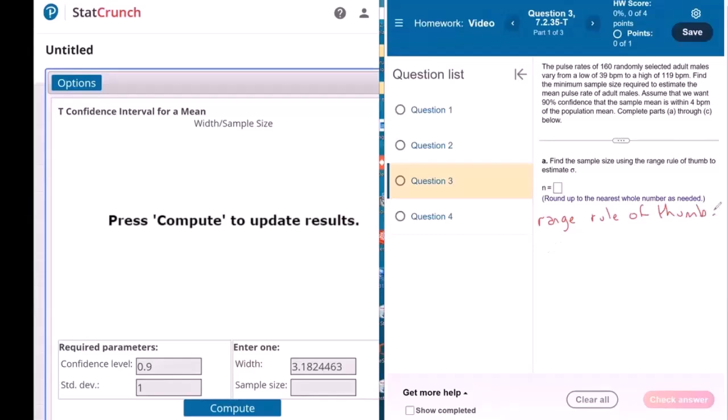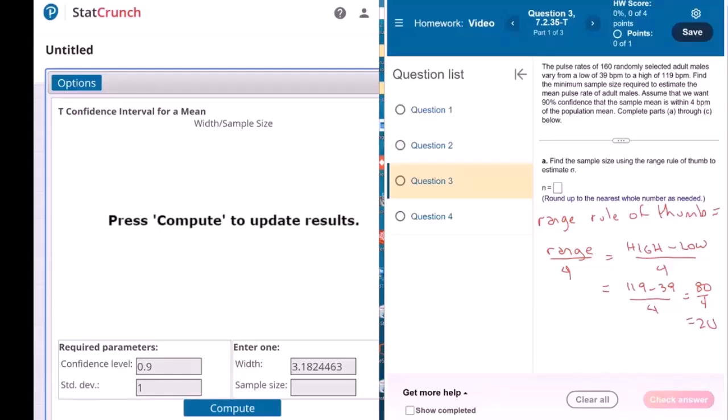That's equal to the range divided by 4, and the range is equal to high minus low. In our case, it is 119 minus low, which is 39, divided by 4. That is 80 over 4, which is 20. That gives us our standard deviation.